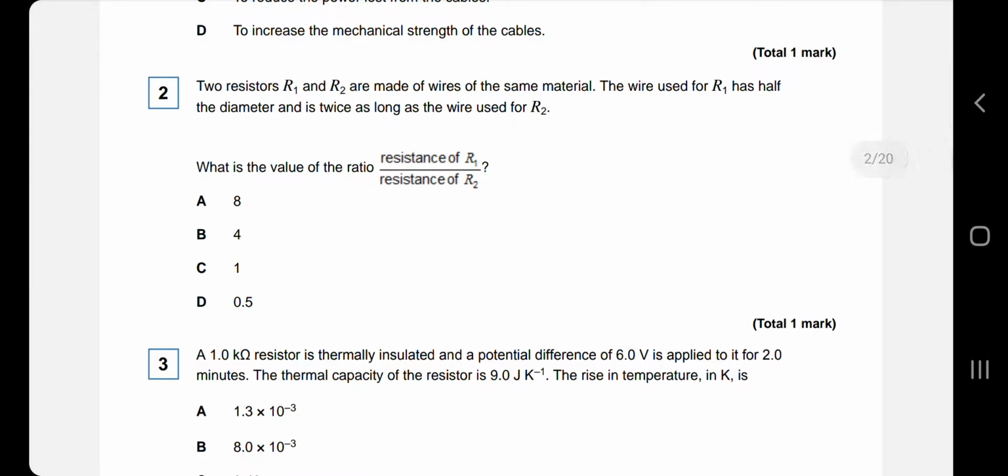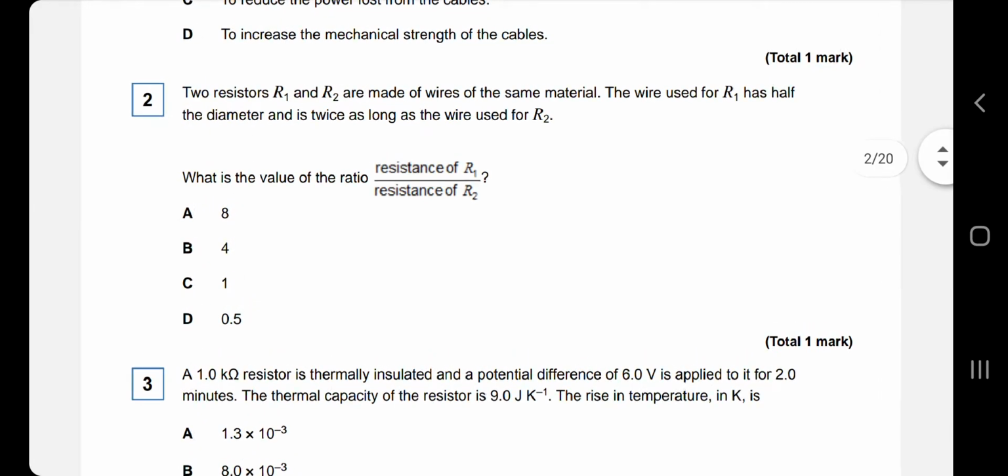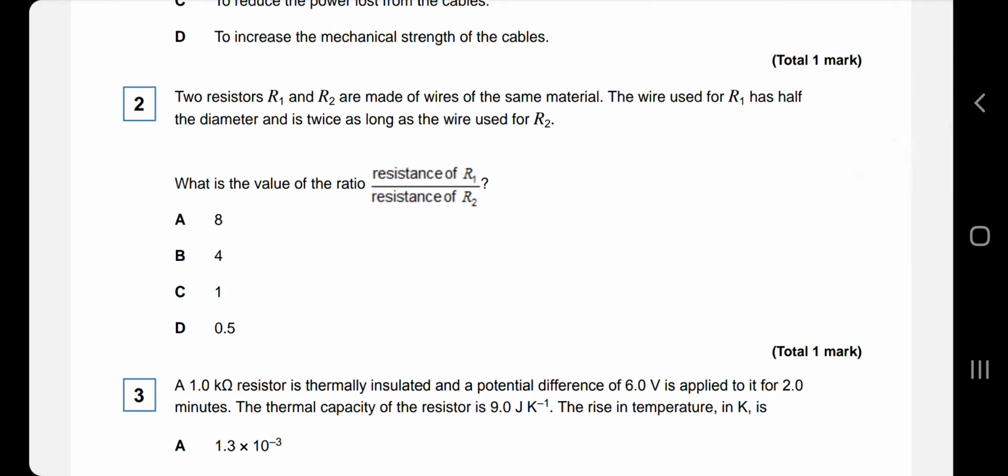Here's a question. Number 2. Two resistors, R1 and R2, are made of wires of the same material. The wire used for R1 has half the diameter and is twice as long as the wire used for R2. So what we need to know here is the relationship between resistance and cross-sectional area and the relationship between resistance and length.